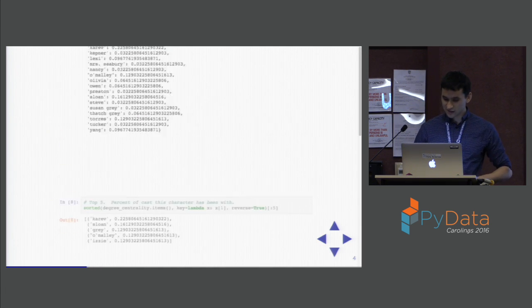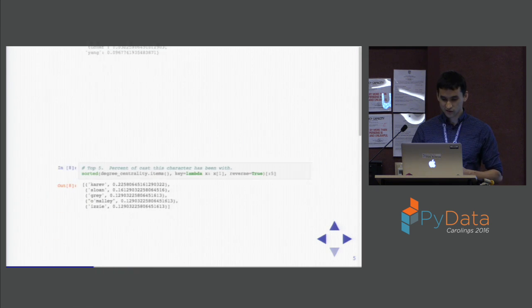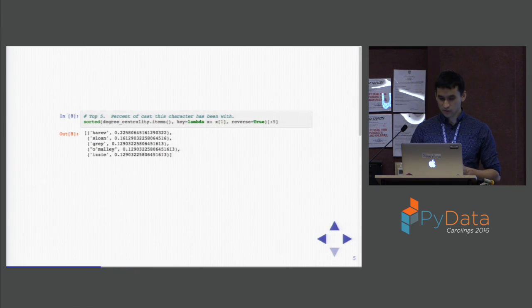Now, this isn't super informative as it is, because they're listed alphabetically. We probably want to know who are the most important, right? So we're going to sort this a little bit, and these are the top 5 characters that have the highest degree centrality in our network.